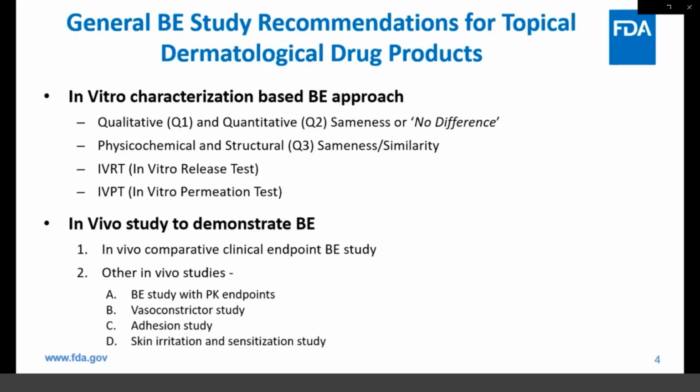The agency often recommends in vivo study to demonstrate bioequivalence. The most common form of this kind of study is comparative clinical endpoint bioequivalence study. Other study includes BE study with PK endpoints, vasoconstrictor study, adhesion study, skin irritation, and sensitization study.